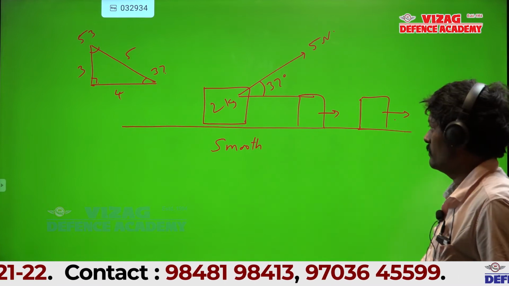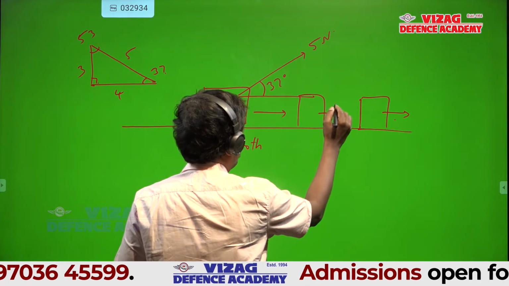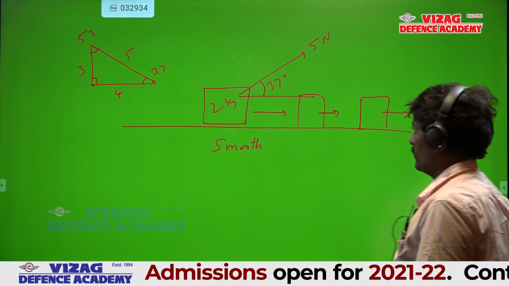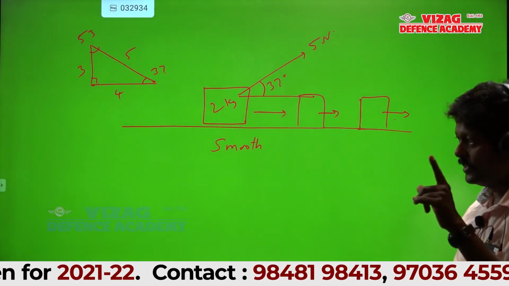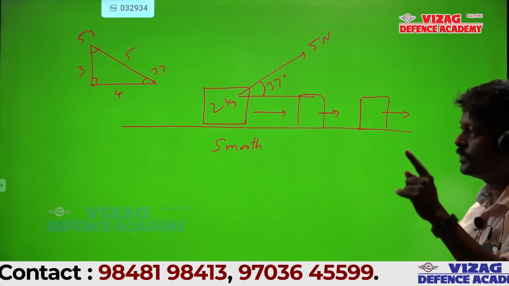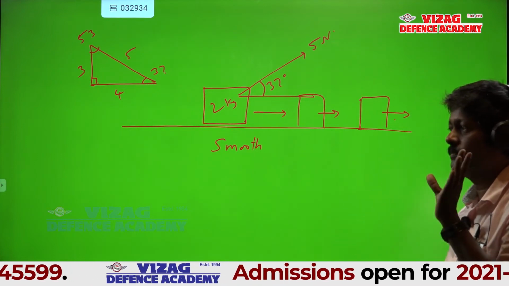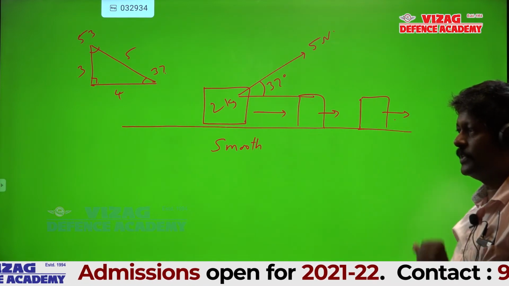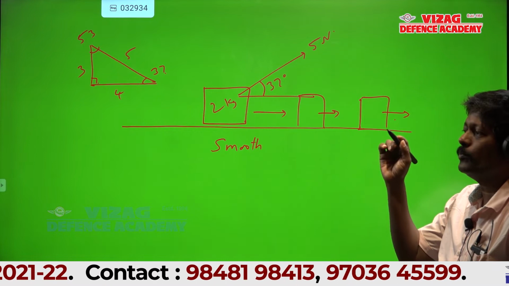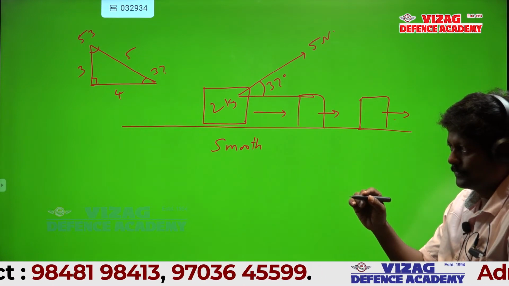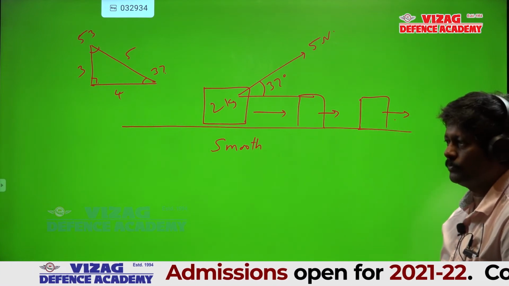Displacement is this side. Force is at an angle of 37. Displacement and force are not in the same direction. I already told you, the body need not go in the direction of force, but the body moves in the direction of velocity. Mark my words. Body moves in the direction of velocity. Body need not move in the direction of force, or in the direction of acceleration. I already told you examples before.